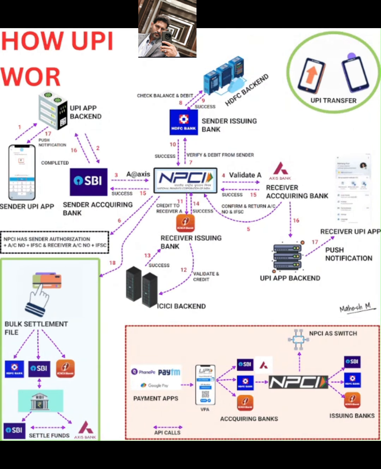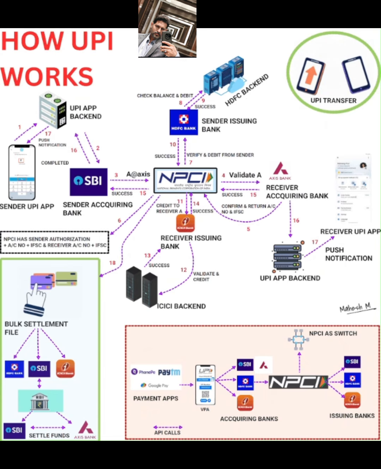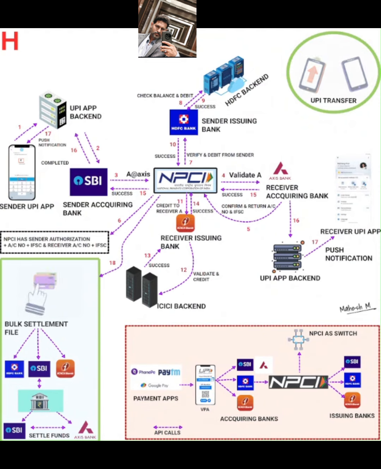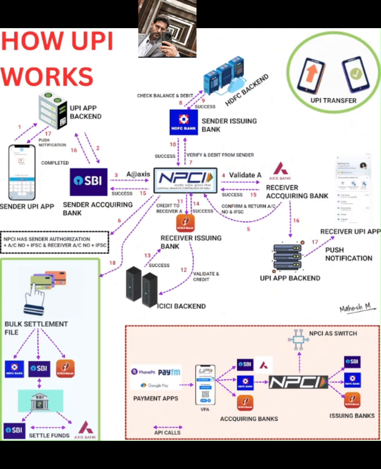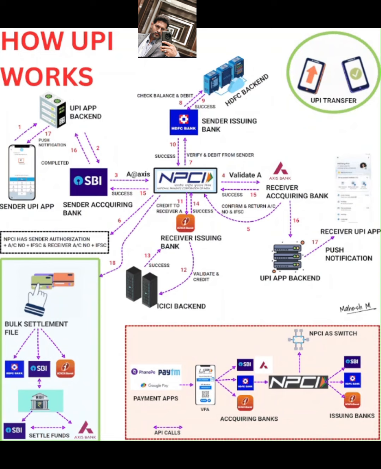On the left, you've got the sender. That's you, initiating the payment from your sender UPI app, like Google Pay, PhonePe, Paytm, etc., linked to your sender acquiring bank and your sender issuing bank. Your issuing bank is where you have your account, and the acquiring bank is the bank connected to your specific UPI app. On the right, you've got the receiver, who is going to get the money, using their receiver UPI app linked to their receiver acquiring bank and receiver issuing bank.